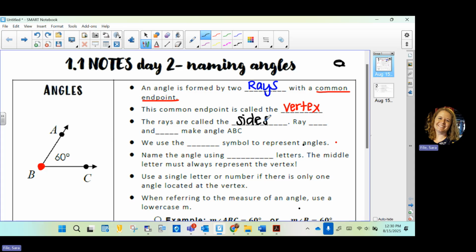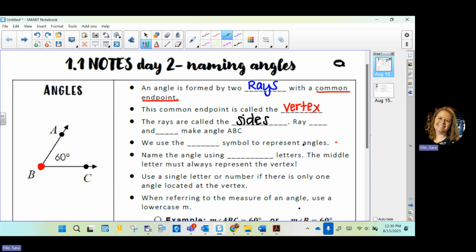The rays are called the sides, and remember we name a ray with two letters and the symbol above it. Does the order of the letters matter? Do y'all remember? We're just practicing this before lunch. Some of those were rays, right? The order does matter. So I'm going to color code here.